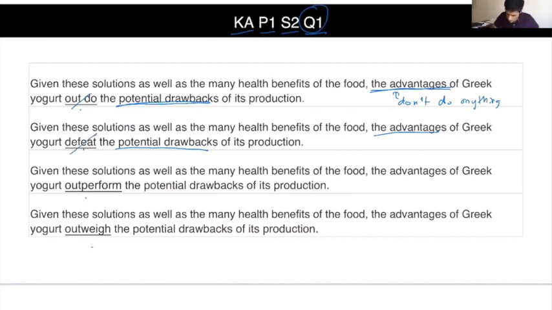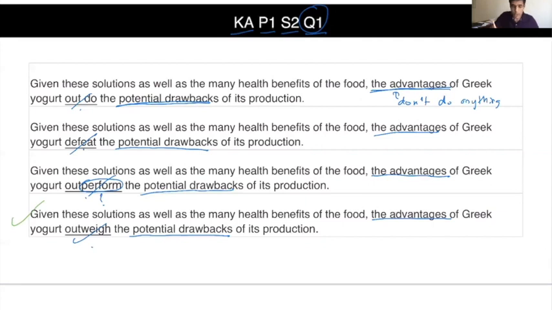And then here, the advantages outperform potential drawbacks. Again, are the advantages really performing? They're not really performing, so this is not it. But the advantages outweigh the potential drawbacks. This is correct, because they don't have to do anything. It's just when you compare them, right, then one outweighs the other. So therefore, this is correct.